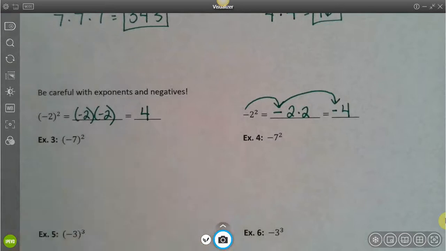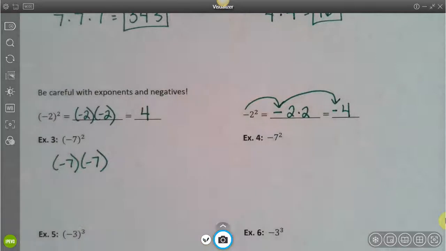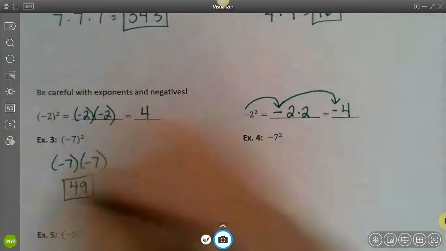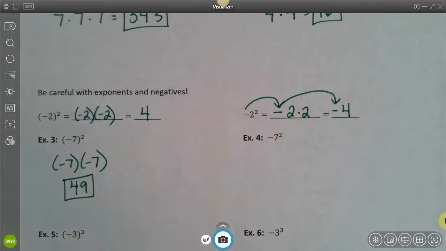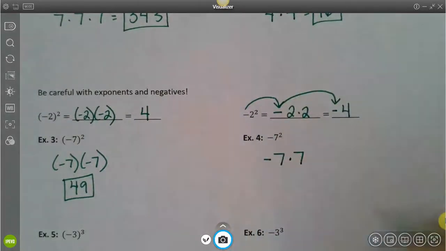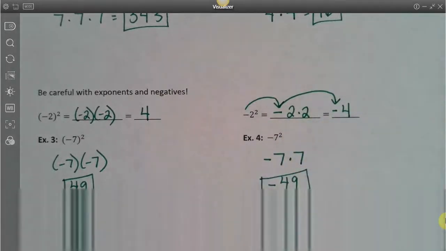So negative 7 squared, negative 7 in parentheses, means to multiply the negative 7 by itself. And again, a negative times a negative means my answer is going to be a positive 49. Negative 7 squared, no parentheses, means to just square the 7. 7 times 7 is 49, but then carry along that negative in front. So that gives me negative 49 for my final answer.